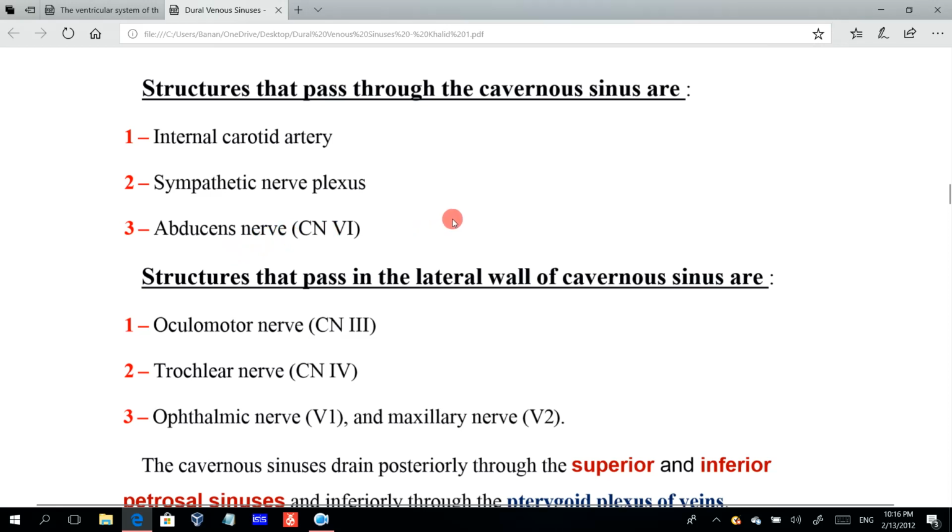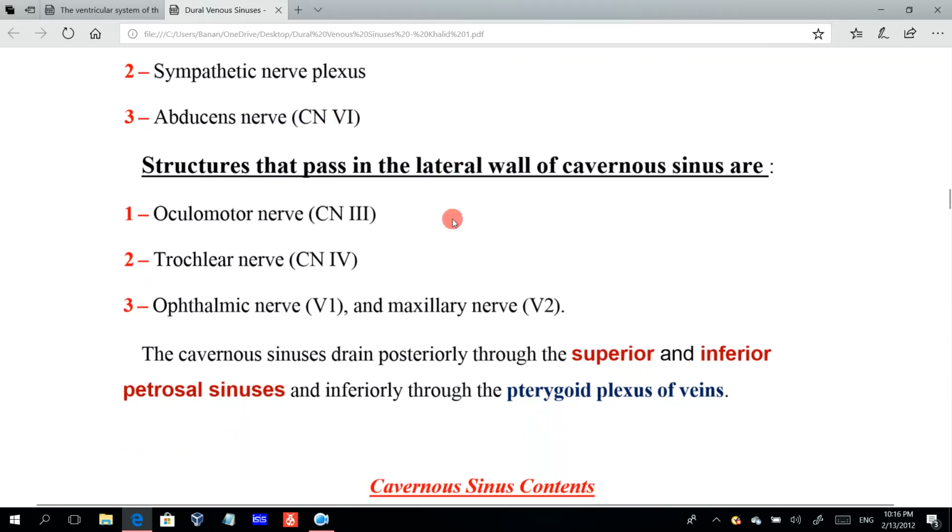The other group of structures pass in the lateral wall of the cavernous sinus. Actually, I will show you a picture at the end of the lecture of these structures, and how some of them pass through the cavernous sinus and the others pass through the lateral wall of the cavernous sinus. The structures that pass in the lateral wall are three nerves: the third cranial nerve, the fourth cranial nerve, and two divisions of the fifth cranial nerve. So cranial nerves 3, 4, 5.